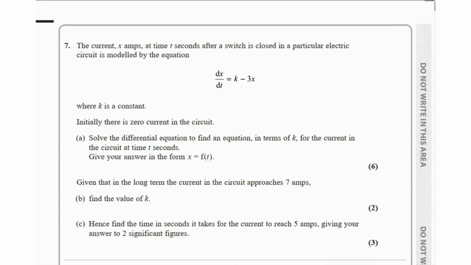Then the next question says the current x amps at time t seconds after switch is closed in a particular electric circuit is modeled by the equation dx by dt equals k minus 3x, where k is the constant. Initially, there is zero current in the circuit. Solve the differential equation to find an equation in terms of k for the current in the circuit at time t seconds. Give your answer in the form x equals f of t. So to solve part A, we're going to integrate the equation.